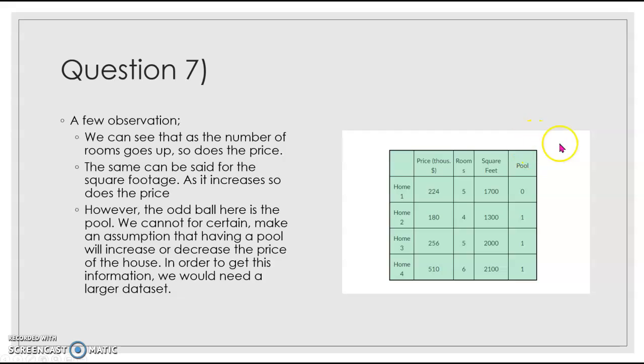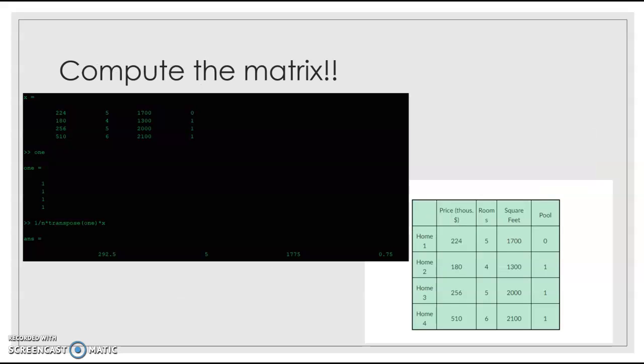Now, we have an outlier here because the pool does not directly indicate price. We can't really assume that having a pool will either increase or decrease it, because the cheapest house has a pool and so does the most expensive house. So we can't make a determination there. We really need more data to make an assessment. So let's go ahead and compute the matrix and see what we get.